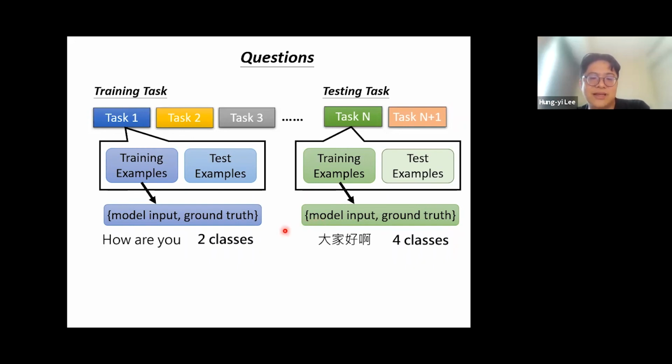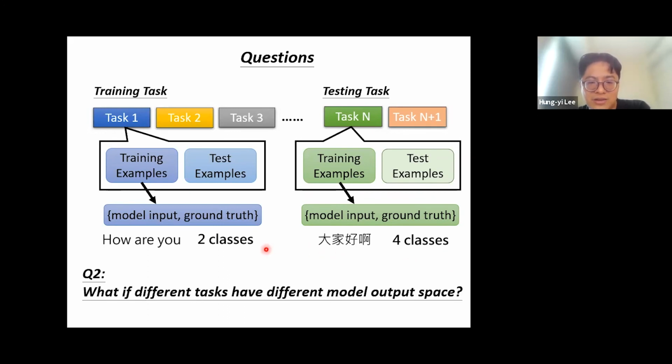What if some tasks have two classes, it's binary classification, and some tasks have 4 classes? Then we need different model architecture. At least you need different tasks to deal with different numbers of classes. So in this case, if some tasks are 2-class classification problems and some tasks are 4-class classification problems, how can we deal with this situation? This is the second question.